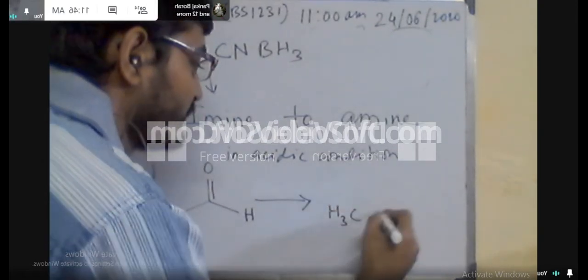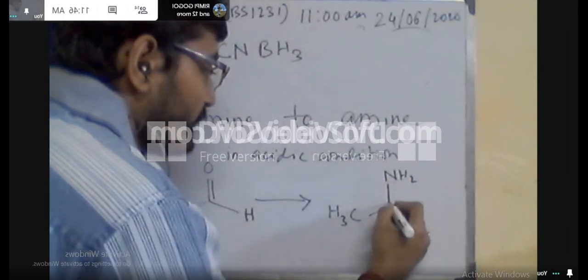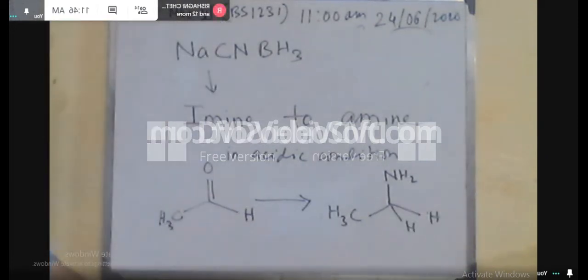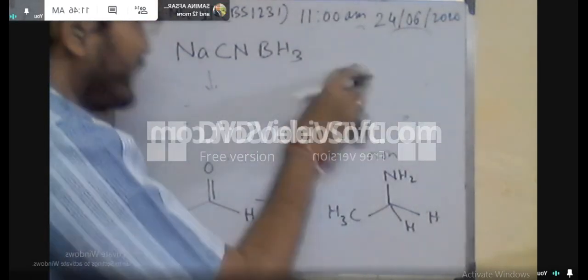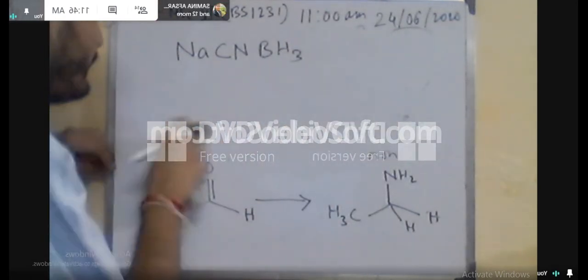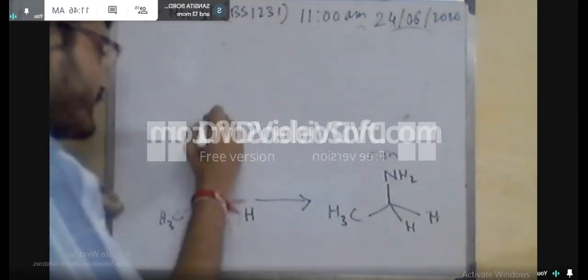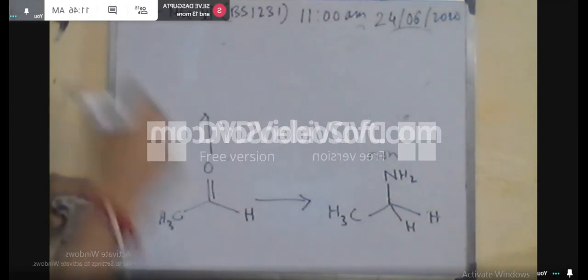So that's why it can be converted to C double bond NH2 H. So this is the imine bond, because C double bond O, sorry, H2 will be eliminated here and you will get C double bond N. So this is the imine bond.